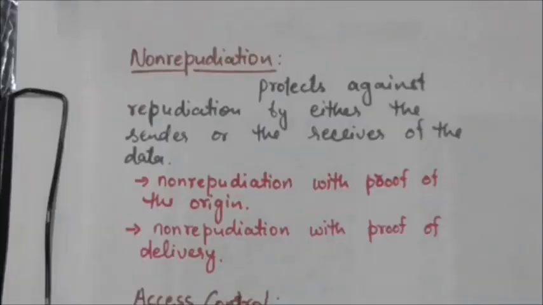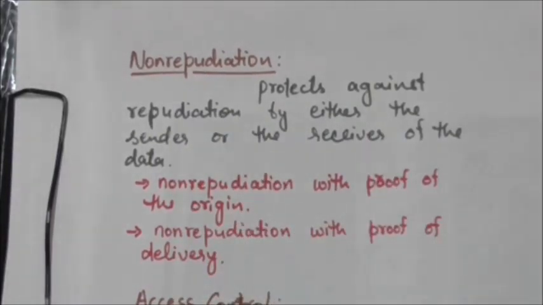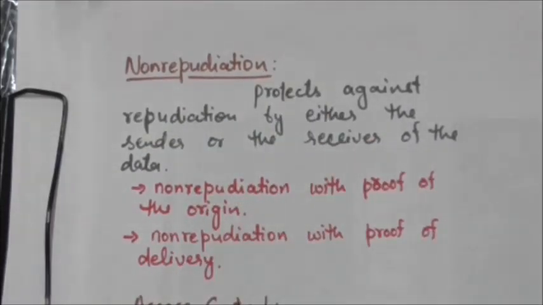Now, the next is non-repudiation. First of all, I would like to tell you about a type of attack called repudiation. It is a different type of attack, and it is performed by one of two parties in the communication, either the sender or the receiver. In repudiation, the sender of the message might later deny that she has sent the message, or the receiver of the message might later deny that he has received the message.